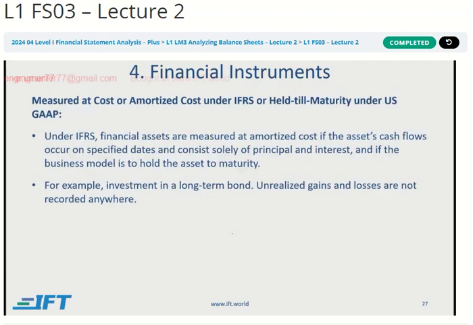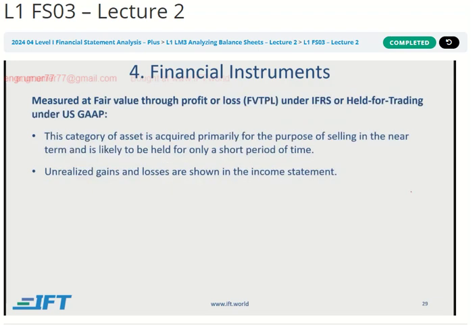So let's discuss this again in a little more detail, each one of them separately. First, held till maturity. They are measured at amortized cost. And how do you come up with that amortized cost? Of course, it depends on what will be the face value, right, that you will get at maturity, which is your principal, and what is all the interest payments that you get until that date arrives. So if you're investing in a long-term bond, the unrealized gains and losses will not be recorded anywhere because you're holding it till maturity, and it doesn't matter what the volatility in the market is going to be.